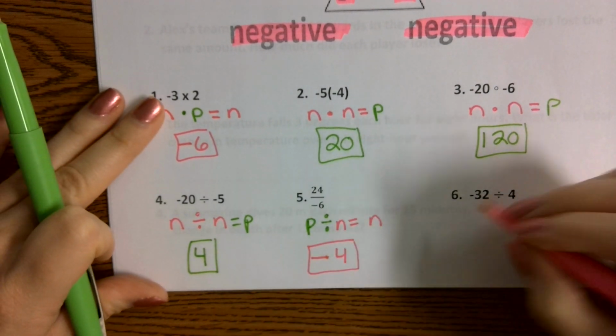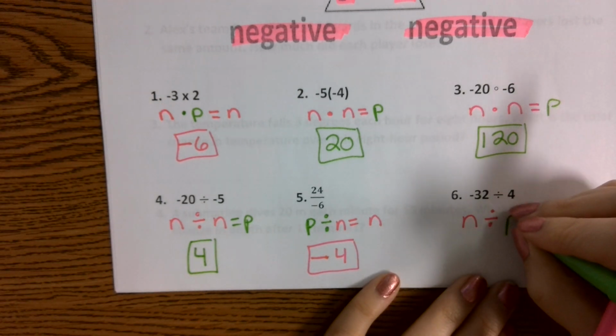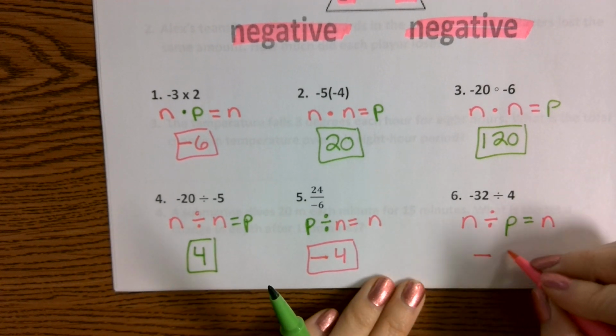And then we have a negative and we are dividing it by a positive. That means our answer is going to be negative and we'll get a negative 8.